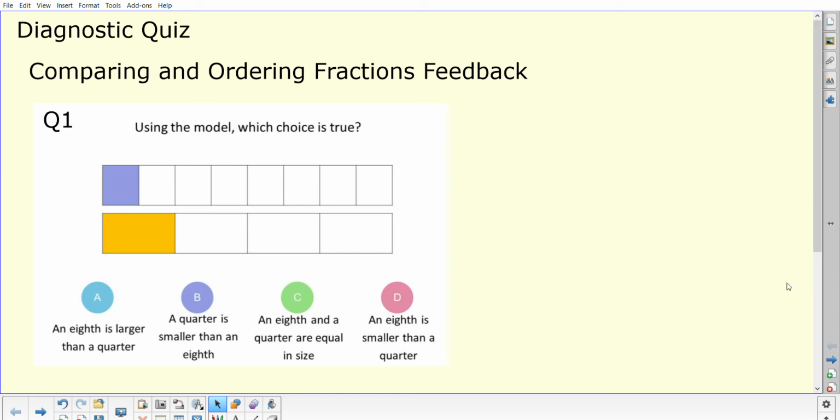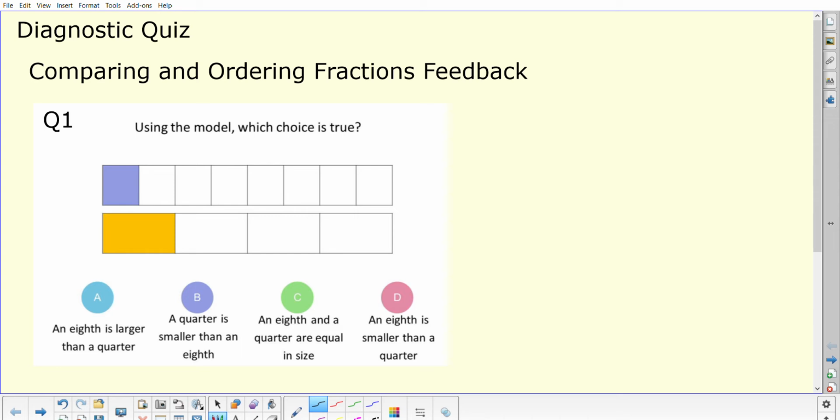Okay, so we're going to look at the diagnostic quiz comparing and ordering fractions. Hopefully you performed well with this work and it wasn't just guesswork, so we'll very quickly go through it. If you can visually see in front of you the fraction strips, hopefully you were able to then choose the correct one. Use the model to work out which choice has got the correct one.